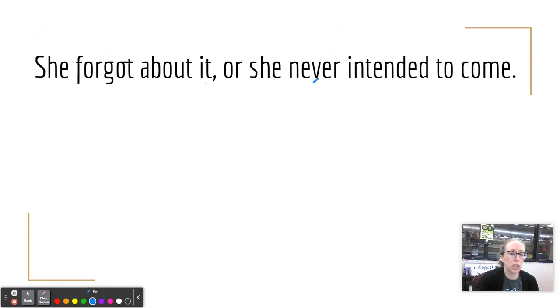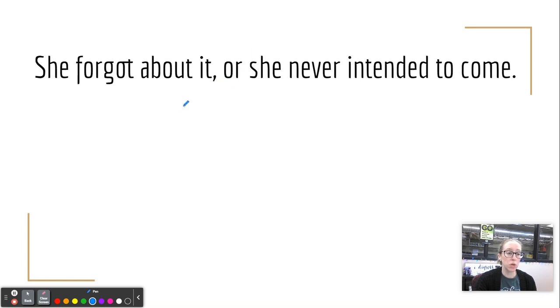So let's take a look at this sentence. This is a compound sentence. Okay, we have two clauses. "She forgot about it" is our first clause, and then "she never intended to come" is our second independent clause. We are joined with a comma FANBOY. So we're joined with one of those coordinating conjunctions here.